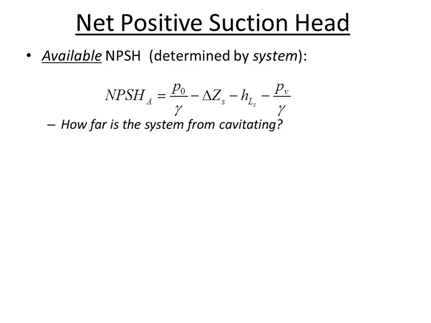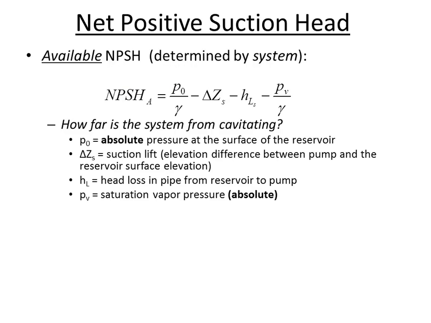And what this answers is how far the system is from cavitating. If you have a big NPSH, that means it's very far from cavitating, that there's no risk of cavitation. But a smaller NPSH, as it gets closer to the required net positive suction head, then the risk of cavitation increases. All right. And we do all these calculations in absolute terms because the vapor pressure of the water is going to be in absolute terms, and so we have to express the pressure of the atmosphere in absolute terms as well.